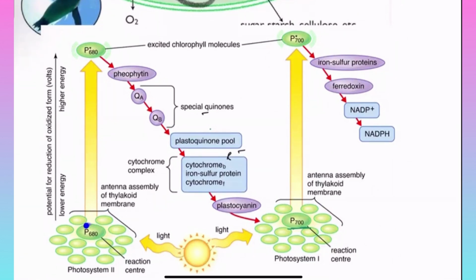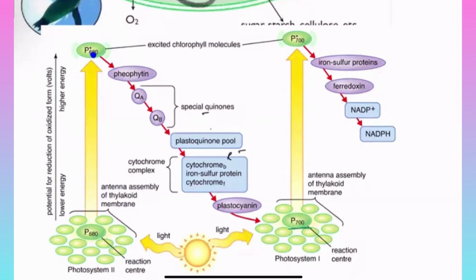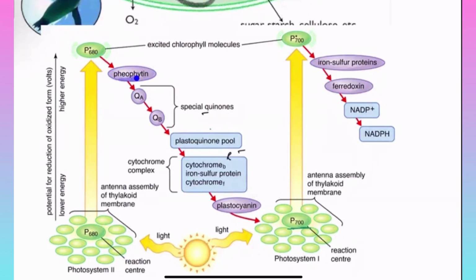There is a reaction center here, P680. It absorbs at 680 nanometers. A pair of chlorophyll pigments is present here, which receives the electron. When it receives the electron, it gets excited and becomes P680 star. This means the excited state. This P680 delivers its electron to the electron carrier molecule, pheophytin.